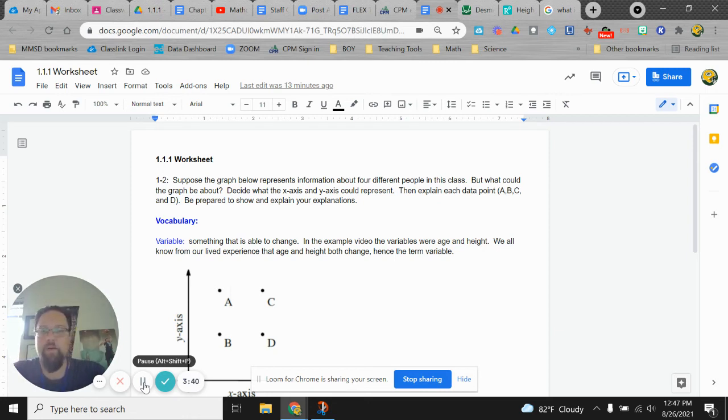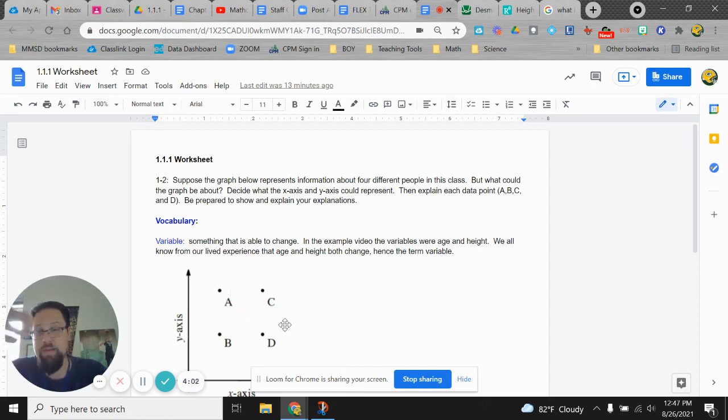Suppose the graph below represents information about 4 different people in this class. Could be whoever, it doesn't matter. But what could the graph be about? Decide what the x-axis and y-axis could represent, then explain each data point, A, B, C, and D. Importantly, be prepared to show and explain your explanations.